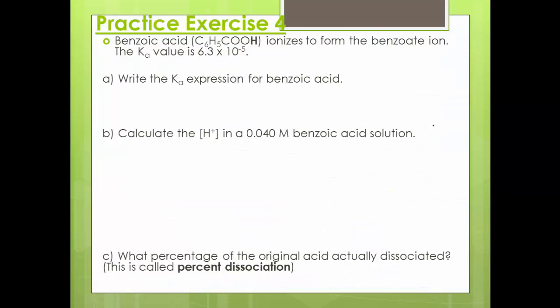Okay, let's move on. Another example. Benzoic acid ionizes to form the benzoate ion. The Ka value is given. Okay, again, if the Ka value is given, we're usually going to be solving for X, or the hydrogen amount. Okay, so first off, write the Ka expression. Now, I've bolded this hydrogen because there's more than one hydrogen, and I wanted to show you which one breaks off.